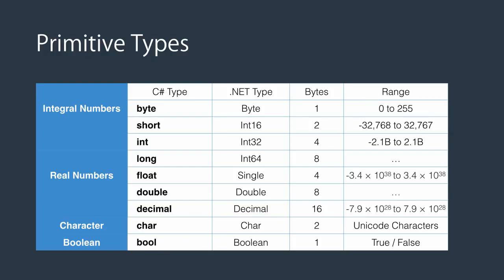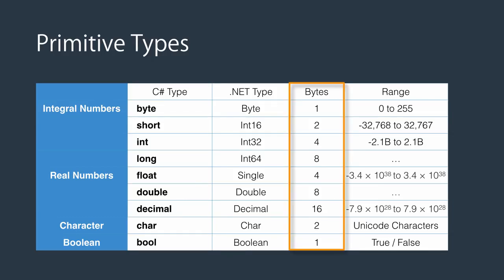So let's take a look at the table here. On the left side, I have divided these data types into 4 categories: integral numbers, real numbers, character, and Boolean. This column shows the C# data types, and these are C# keywords. Note that C# keywords are always lowercase. Each of these C# keywords or C# types maps to a type in .NET Framework, which is displayed in this column. So these types are part of the .NET Framework. And when you compile your application, the compiler internally would translate the C# keyword you use here to equivalent .NET type.